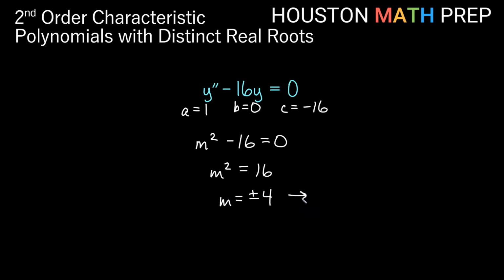So think about what that's really saying. That's saying that m1 is positive 4 and m2 is negative 4, or vice versa, right? But you have positive 4 and negative 4. So your answer for this second order equation is going to be c1 e to the 4x plus c2 e to the negative 4x.